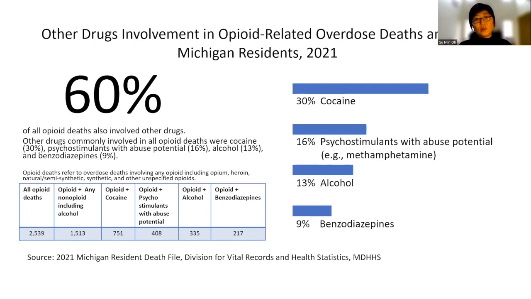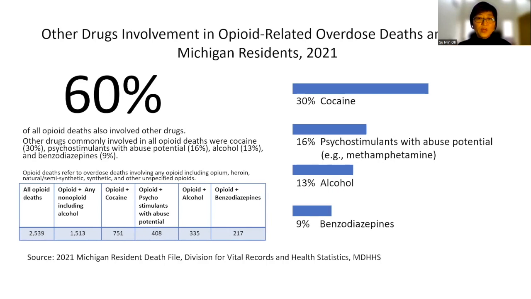When we describe the drug overdose death, close to 80% were opioid-related overdose deaths. That's 2,539 in 2021. And 60% of opioid overdose deaths involved other drugs. Frequently, a drug overdose death involves more than one drug. And for the opioid overdose deaths, most frequently it was the combination of opioid and cocaine. So cocaine was present in 30% of opioid overdose deaths. And I'd like to point out the alcohol here. Alcohol was also present in 13% of opioid deaths.